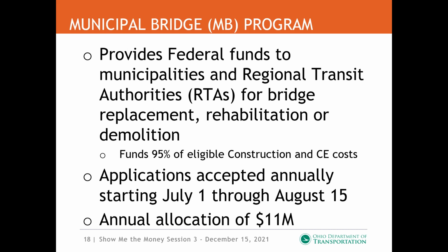So with this program, applications are accepted annually, and we start July 1st through August 15th. We are about 4 years out, so July 1st starts our state fiscal year. So this past July, we were in state fiscal year 2022, and we were looking at awarding projects in 2024 and 2025. So this is not used for an emergency program.